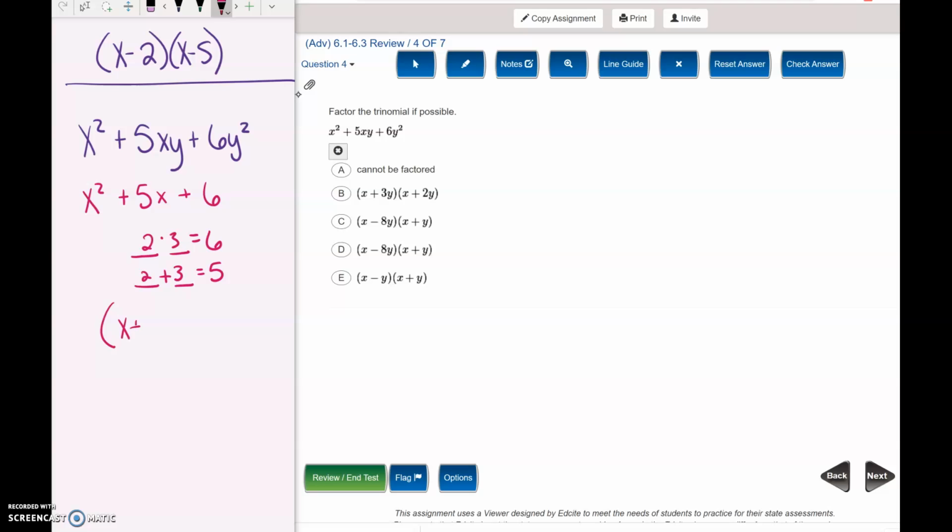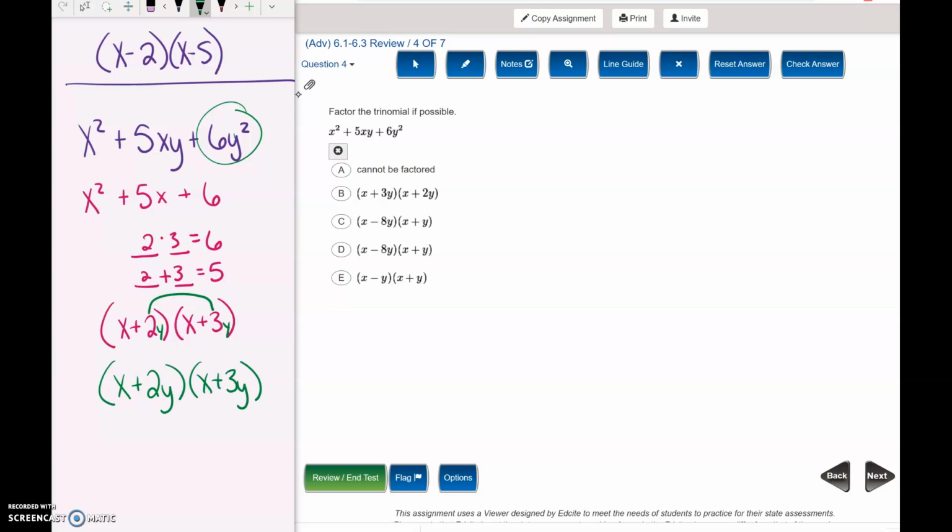So normally we would do x plus 2 and x plus 3. The only difference is there's a y somewhere in there. And I like to think about this term. That term is created by doing this term and this term multiplied together. So 2 times 3 is 6, but we also need y squared, so there needs to be a y in with both of those. So our actual answer is x plus 2y, x plus 3y.